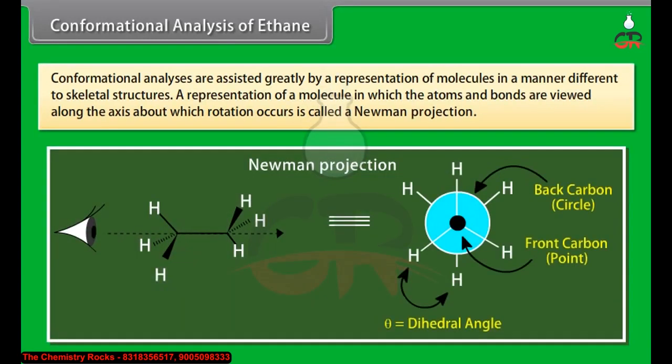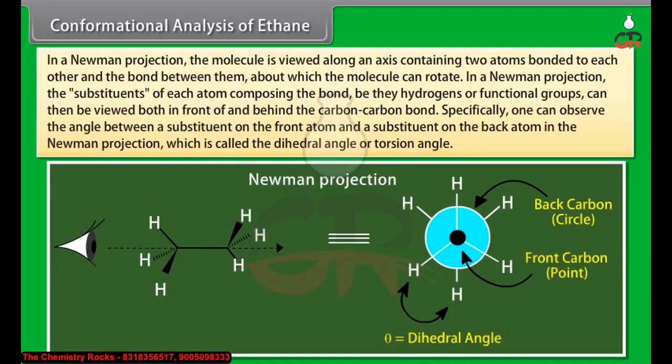Conformational analyses are assisted greatly by a representation of molecules in a manner different to skeletal structure. A representation of a molecule in which the atoms and bonds are viewed along the axis about which rotation occurs is called a Newman projection. In a Newman projection, the molecule is viewed along an axis containing two atoms bonded to each other and the bond between them, about which the molecule can rotate. The substituents of each atom composing the bond, be they hydrogen or functional groups, can then be viewed both in front of and behind the carbon-carbon bond.